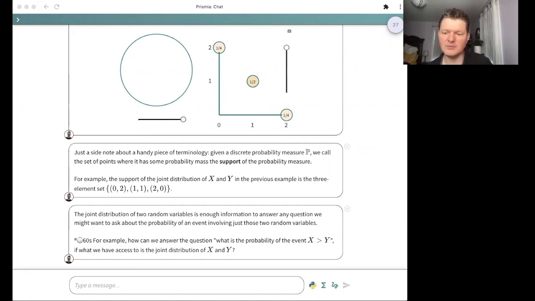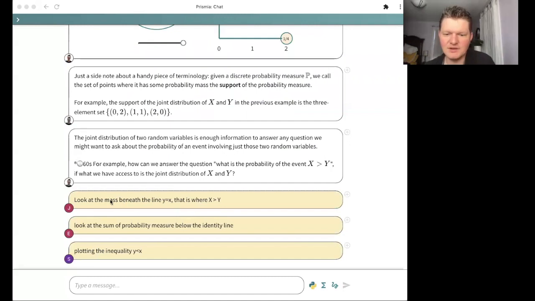So what is the probability of the event capital X greater than capital Y in general? What would we do with the joint distribution in order to answer that question? Okay, we have some answers here that are good. We look at the mass beneath the line y equals x, since those are the outcomes that correspond to x being bigger than y. A couple other answers essentially say the same thing, so that's good.